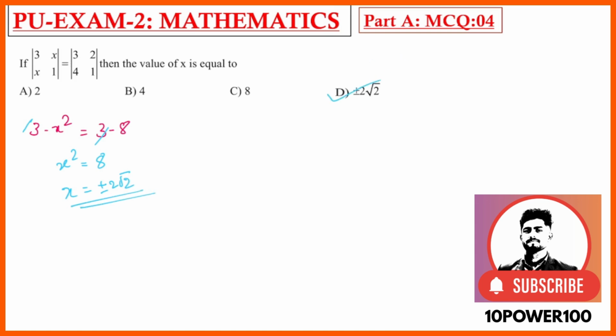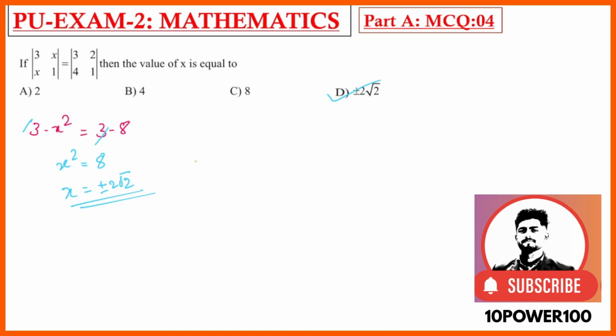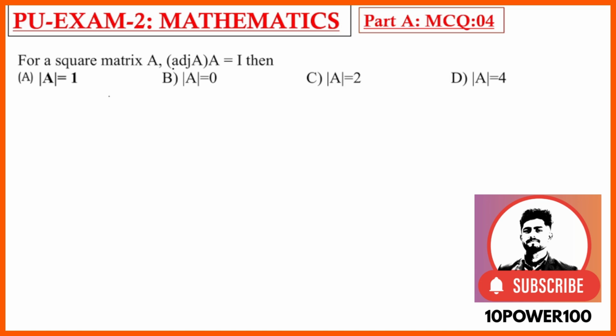Practice like this. Sometimes what happens is you don't get plus or minus, and you directly get x is equal to 1, 2, 3 or so. So don't always go for plus or minus. Okay, so solve and come back and find the answer. So plus or minus 2 root 2 is the answer. Next question.